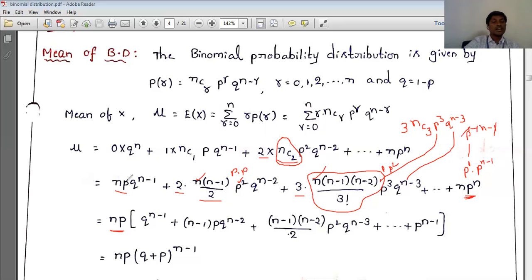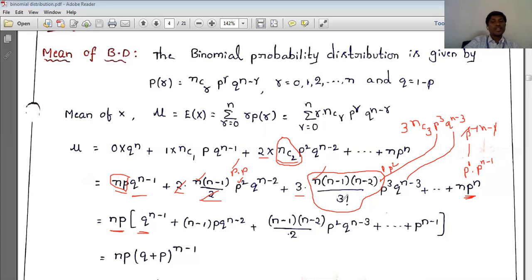So after taking common, this term is eliminated. Then what about the remaining? q power n minus 1. Here 2 as well as 2 both will cancel, and remaining here is n into n we took common, and p also we took common. What about the remaining? n minus 1 into p into q power n minus 2.